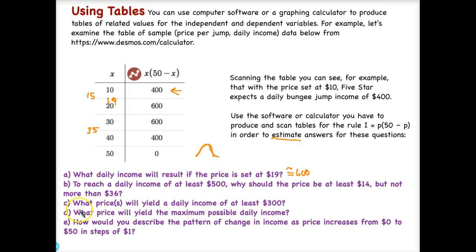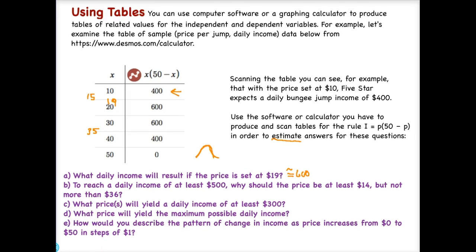What about C? What price will yield a daily income of at least $300? Well, if I look at my table of values, again, I'm going to have a range. Anything up to perhaps $5, or $5 or more, I should say, will get me an income of at least $300. But then right around here at $45, I'm going to drop below 300. So again, I would probably have a range of somewhere between $5 and $45. And we'll be able to verify that once we look on our graph.